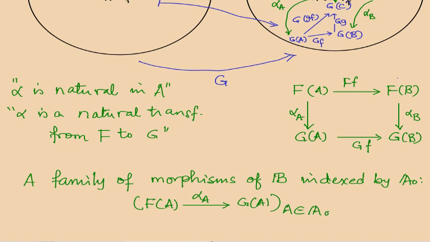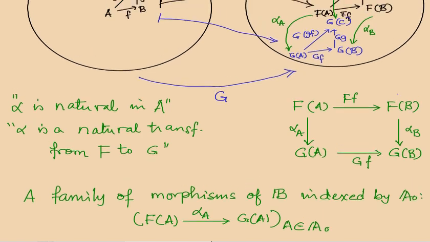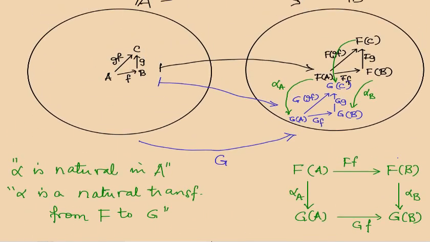Now the whole point is, just giving a family of such morphisms is not enough. If it has to be natural, I also have to see that these objects A inside the category A itself are also getting transformed to some B, to some C, whatever. Here it's going to some C. So these are also getting transformed.